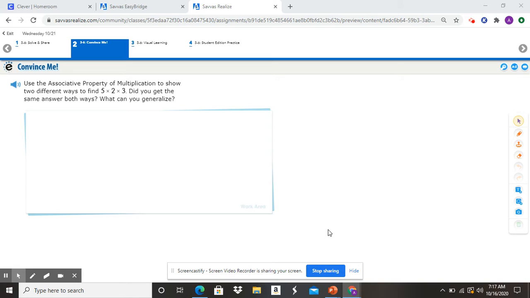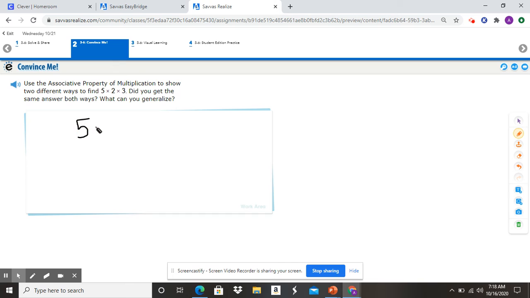Because with the associative property, we're putting parentheses around two factors, and that means whatever's inside the parentheses, I'm going to multiply first. So let's look at our convince me. Use the associative property of multiplication to show two different ways to find 5 times 2 times 3. Did you get the same answer both ways? What can you generalize? Okay, so what I'm going to do is I'm going to show you 5 times 2 times 3 two different ways, okay?